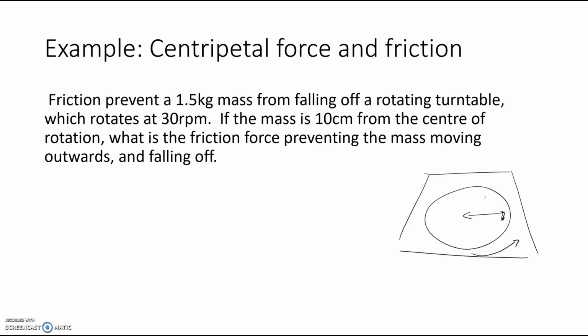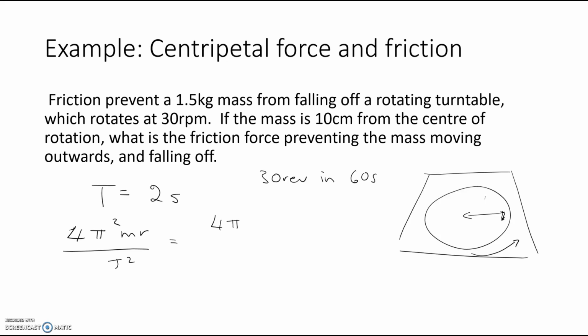Okay, friction's providing the centripetal force. The period of rotation is 2 seconds. It tells you that because it's 30 revolutions in 60 seconds. So it goes around once in 2 seconds. The centripetal force is going to be 4 pi squared mr over T squared. Now it's just arithmetic. 4 pi squared times 1.5 times 0.1, because that's in meters now, over T squared. And if you use your calculators, 1.48 newtons inwards, which you could approximate to 1.5.